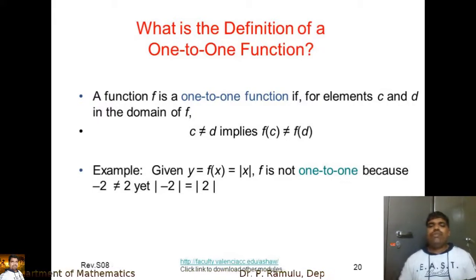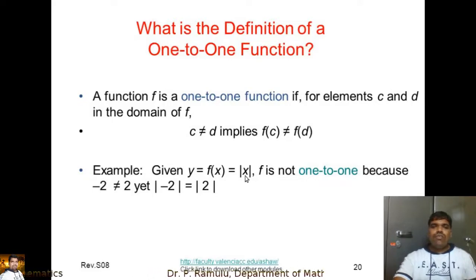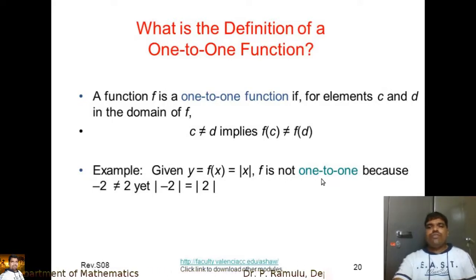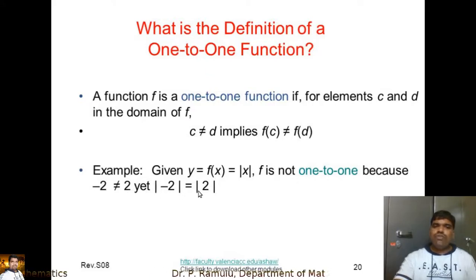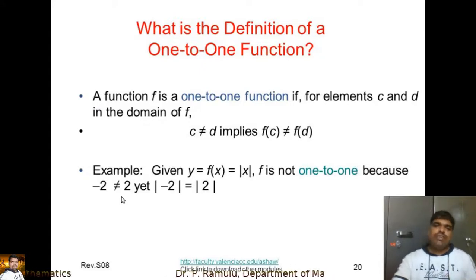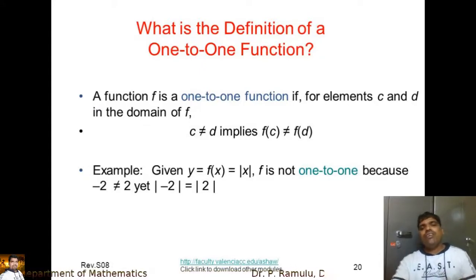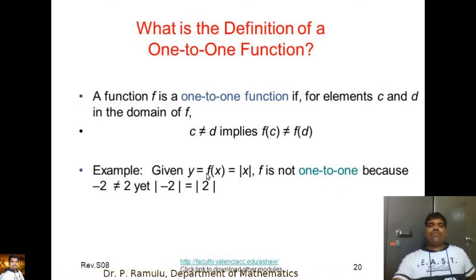Whereas, coming to this example, f of x equals mod x. f is not one-to-one. Why? Minus 2 is not equal to 2, but mod minus 2 is equal to 2. That means at 2 and minus 2, the images are both the same. Different elements have the same image. Only if different elements have distinct images do we say it is a one-to-one function, but this is not a one-to-one function.